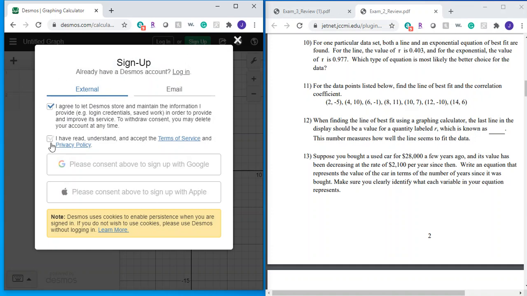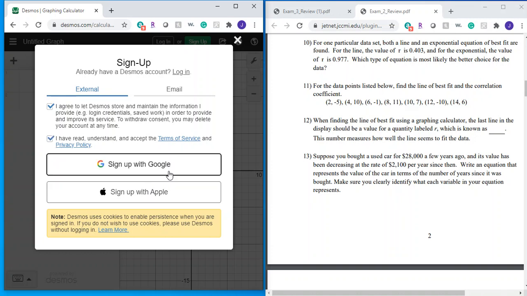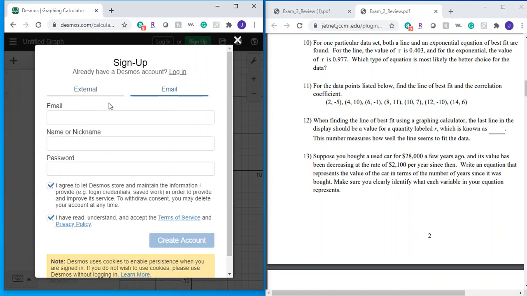You could click on the agreements. If you have a Google account, you will click on sign up with Google. Or if you have an Apple account, you can sign up with Apple so that they will use your information from your Google or Apple account as your sign in for Desmos. If you do not have an account with these two entities, or you decide that you don't want to use that information, you could go here to email, type in the email address you have, put your name, password, and you still have to agree to these agreements here, and then click on create account.